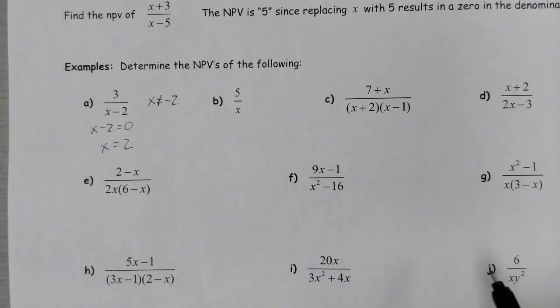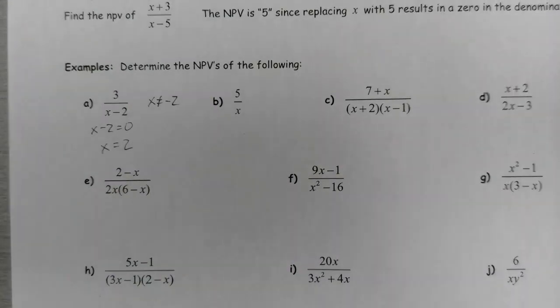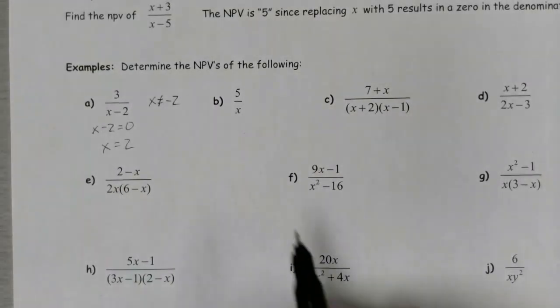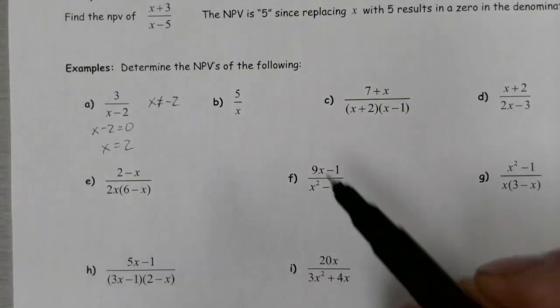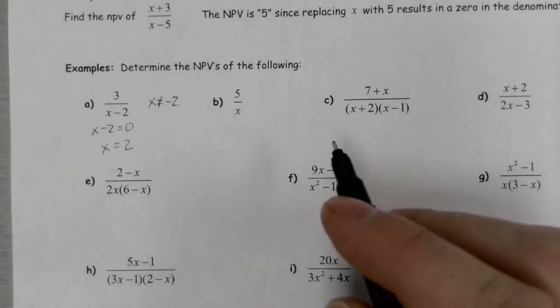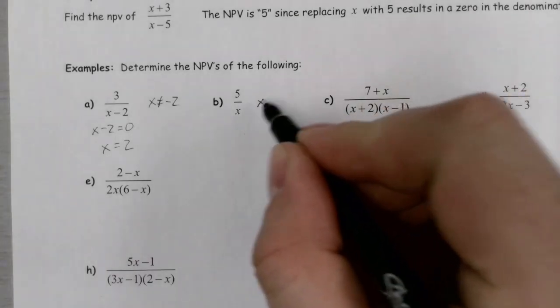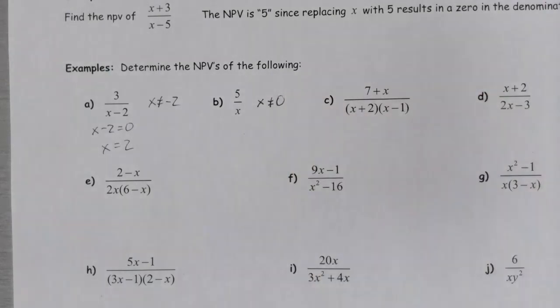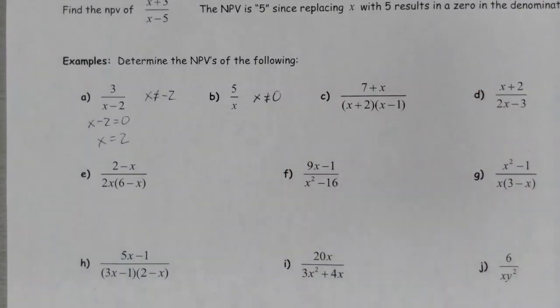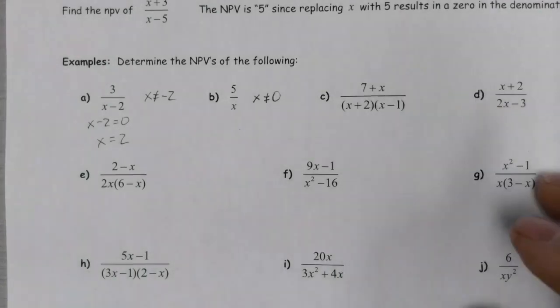5 over x is a great simple little rational. The denominator is just x. So this is really straightforward here. I simply can't allow that denominator to equal 0. And this is a situation where x can't be equal to 0 because it is the entire denominator, or it is the factor in the denominator. That can't go to 0 because it causes this to be undefined.